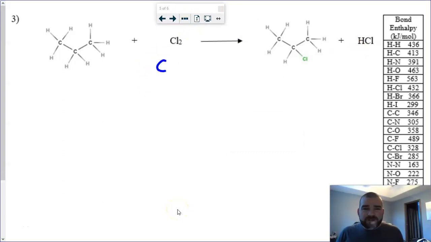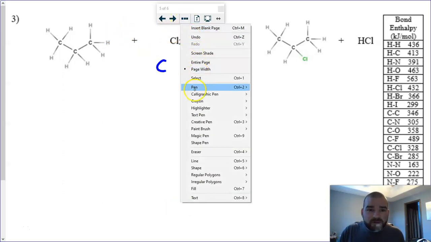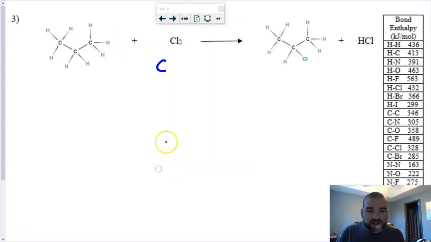Okay, let's try this again. I was having some technical difficulties. I don't know if you can tell on the video or not, but that's fine. Let me run through and set this up. I was trying to set up chlorine, chlorine single bond, and HCl, single bond. Sorry for the hideousness of that.